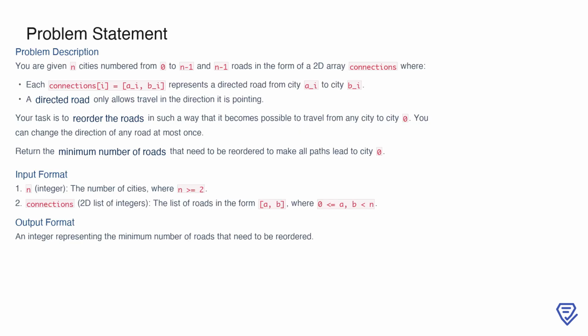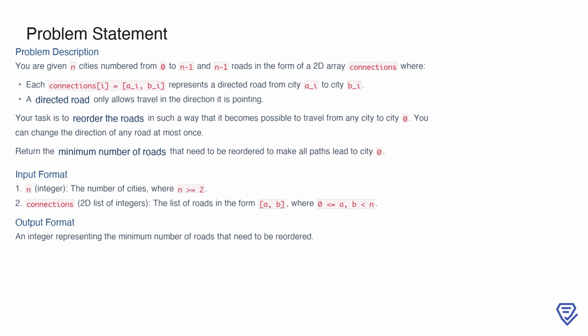In this problem, we are tasked with reordering roads in a network of cities to ensure that all paths lead to city 0. The cities are numbered from 0 to n-1, and the roads are given as a list of directed connections. For each road represented as [A, B], the direction is from city A to city B. Importantly, the roads are directed, meaning you can only travel in the specified direction.